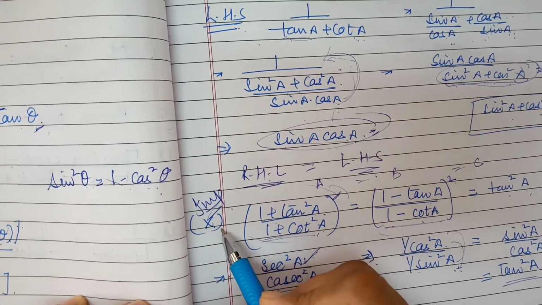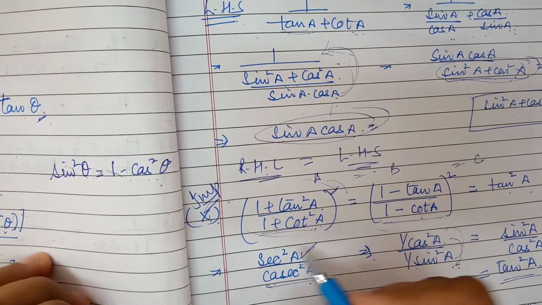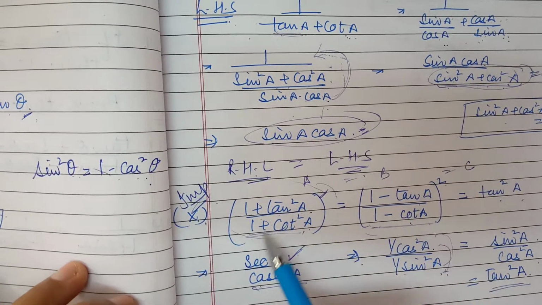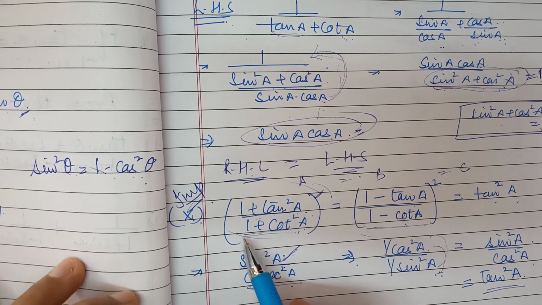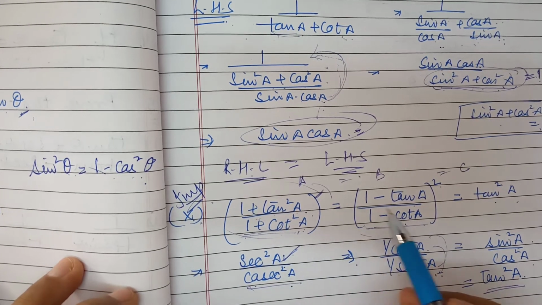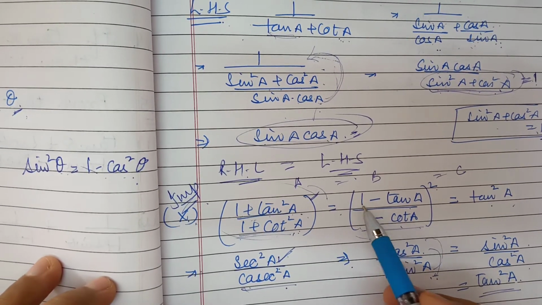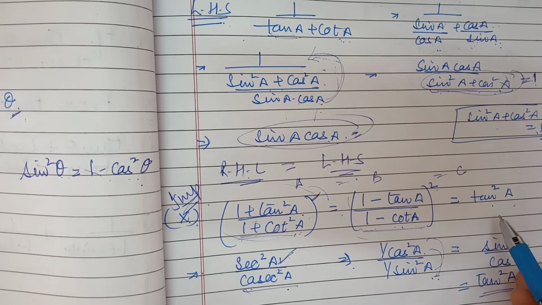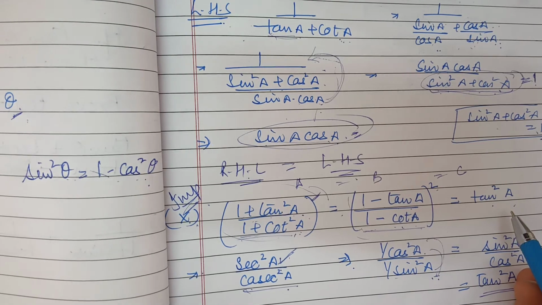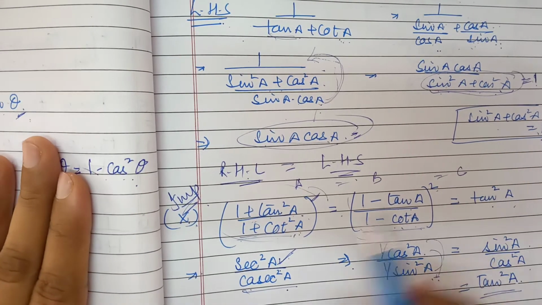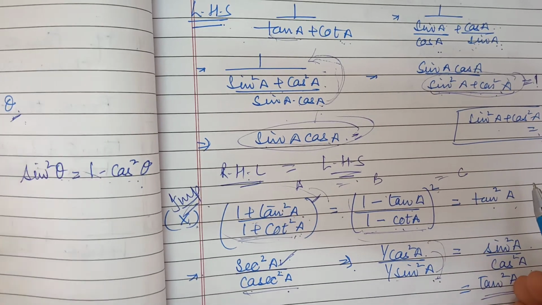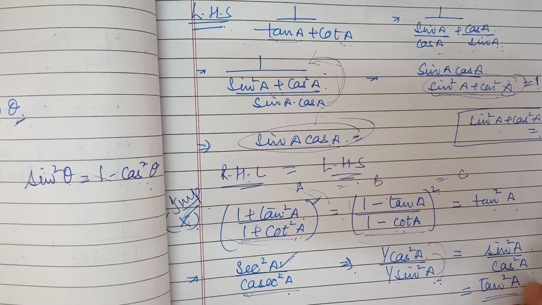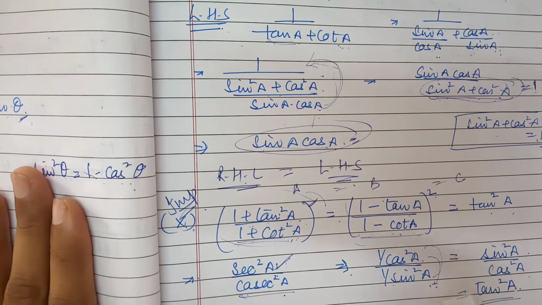Let me come to the 10th part. This is an important question. Now in the 10th part we have three things. First is 1 plus tan square A upon 1 plus cot square A. We have to prove this equal to 1 minus tan A upon 1 minus cot A whole square, and that is equal to tan square A. So what we can do, we can take it as A, B, C. So we have to first of all prove any two parts, then we have to prove other two parts, and then all the three will be equal.